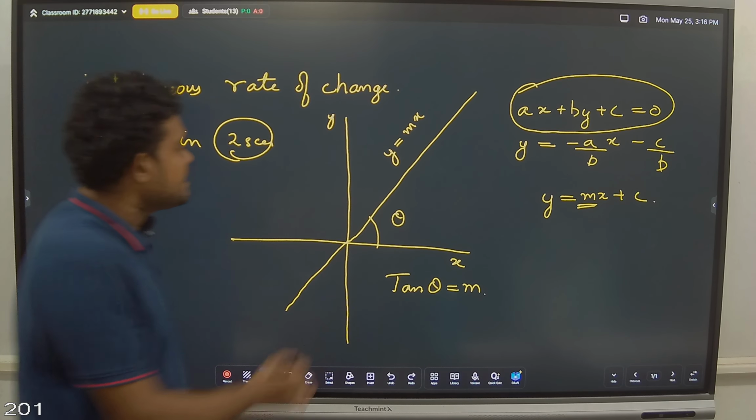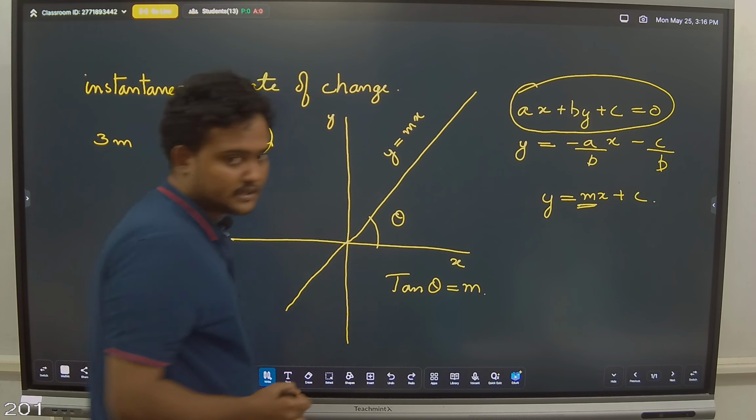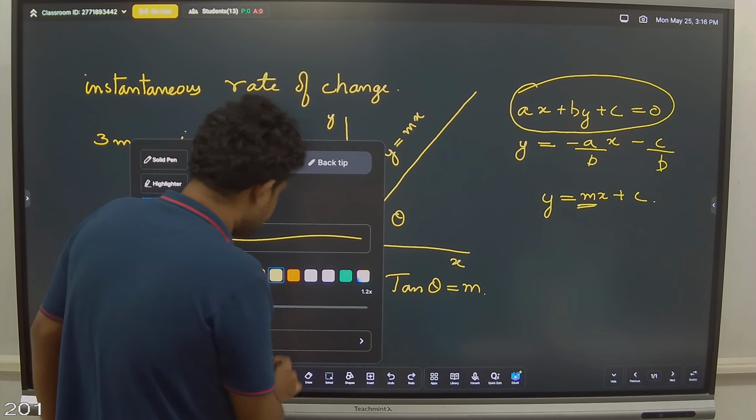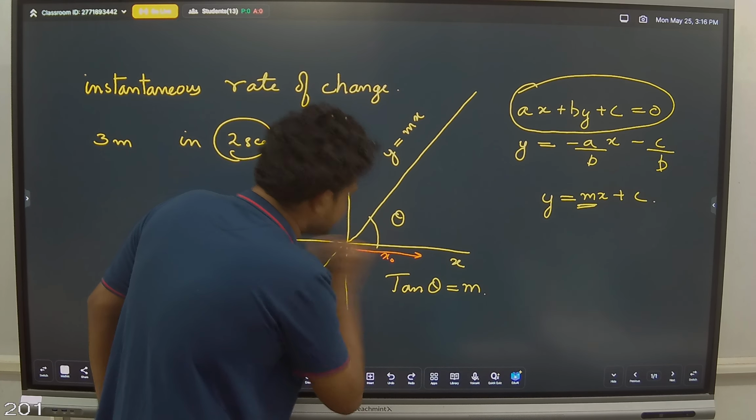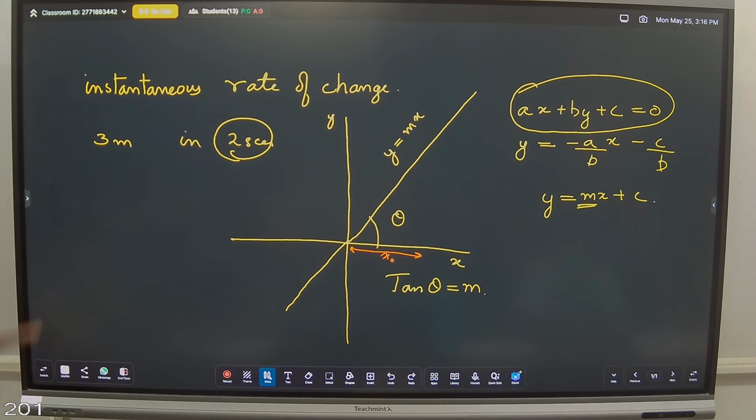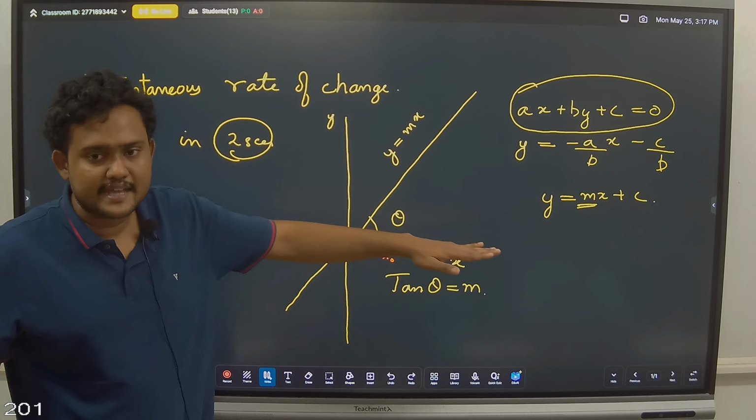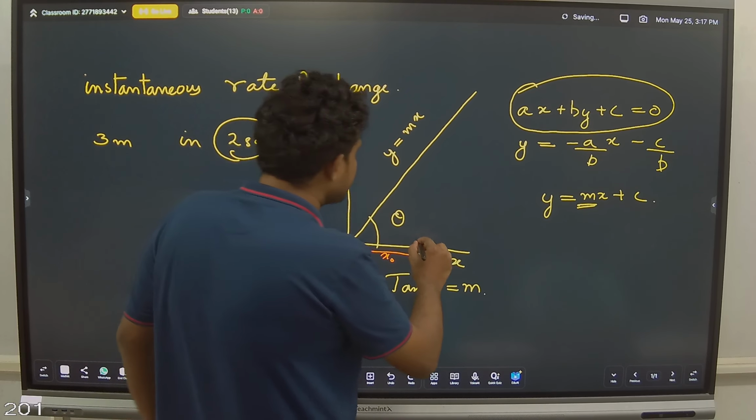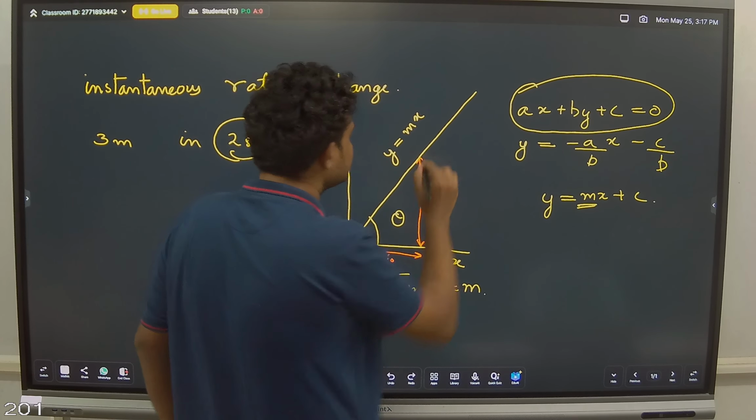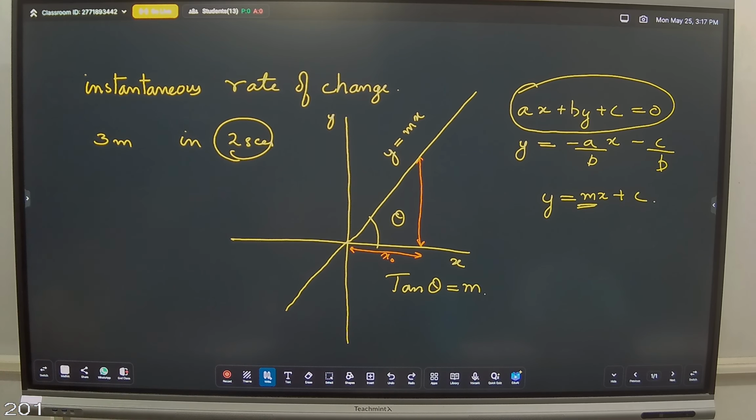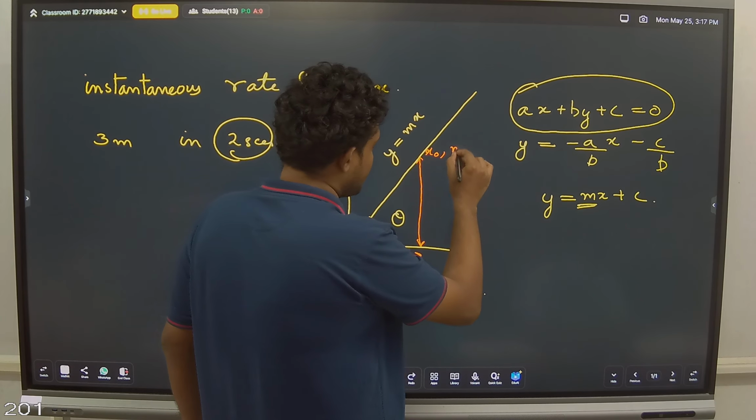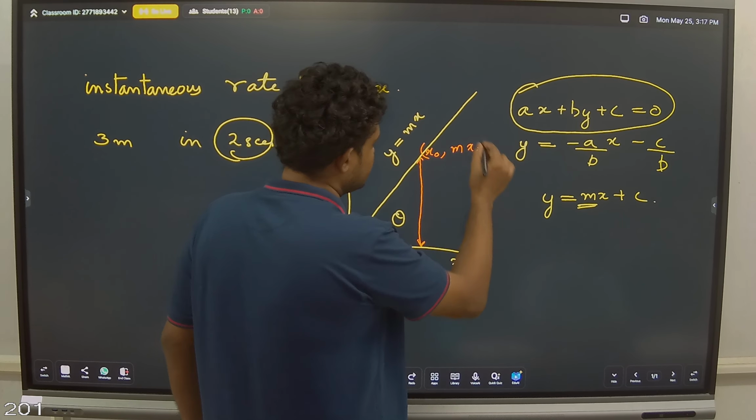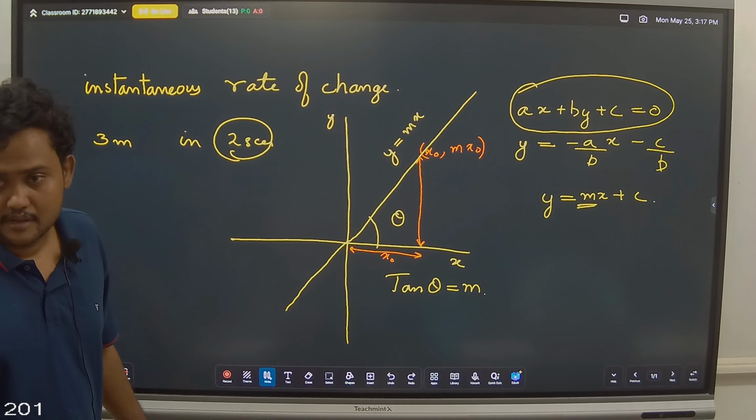And here, to find the tan of this angle, if I were to move by a distance x naught along the x-axis, what would be the relevant displacement along the y-axis? Y equal to mx is the equation that satisfies this line. So this point is going to be x naught comma mx naught, correct? Are you following so far? Anybody lost? No?